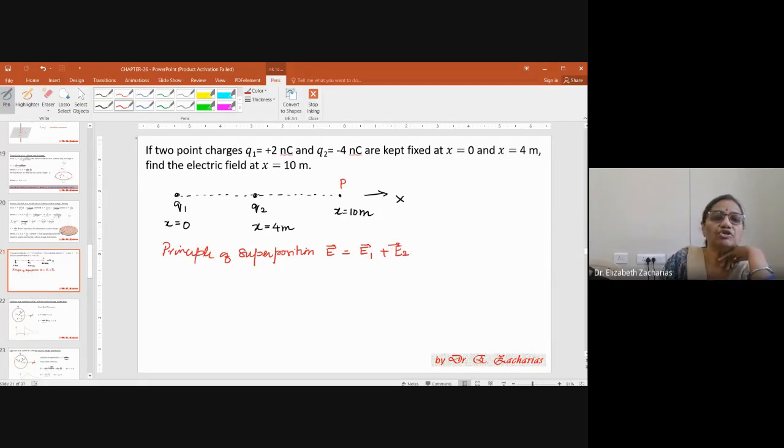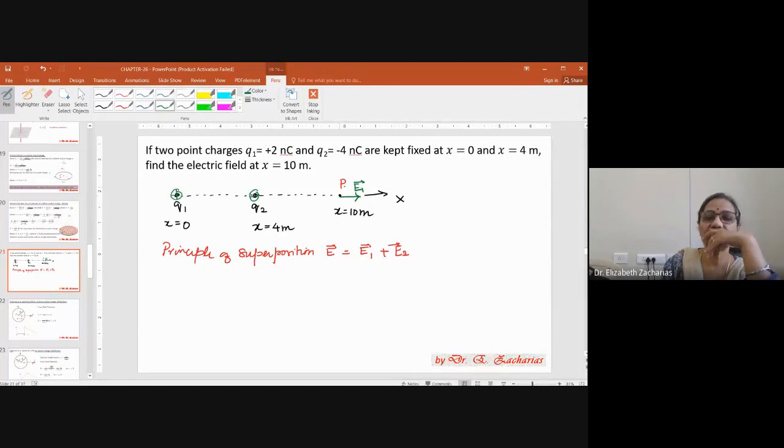Now draw arrows and tell me how will vector E1 look at the point P? Radially out. Very good. So this is E1. What about E2? Remember, this is a negative charge and this is a positive charge.